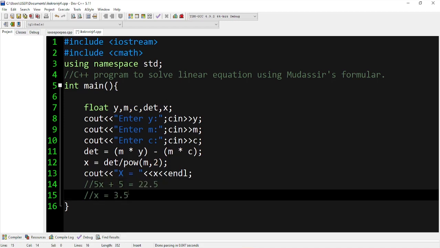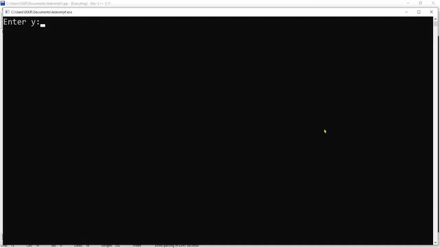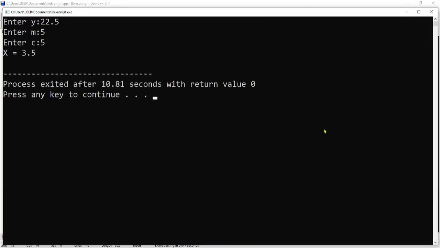So let's try to run this program and see. 5x plus 5, 22.5. If we run the program, we have what? y is 22.5, m is 5, c is 5. Can you see? x equal to 3.5.